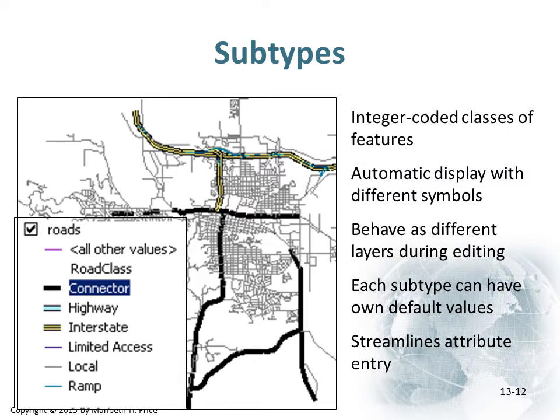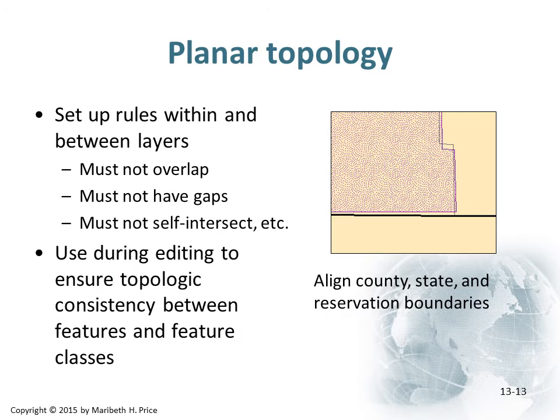Subtypes would be, for example, you had a road network, and within the roads there were multiple types of roads. This would allow you to identify them by subtype and automatically display different symbols for each type. They might behave differently when you're editing. In other words, some may turn on or off at different degrees of zooming in and zooming out. Each subtype can have its own default values. You can put different resistances or different costs to travel on these, and all of this can become very important for various network types of activities.